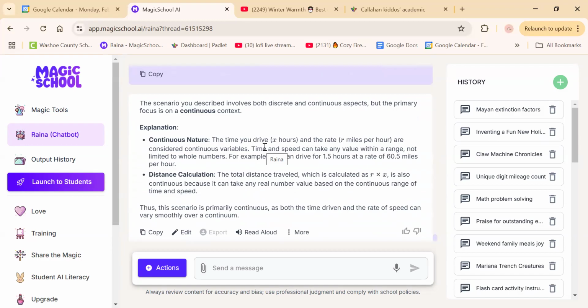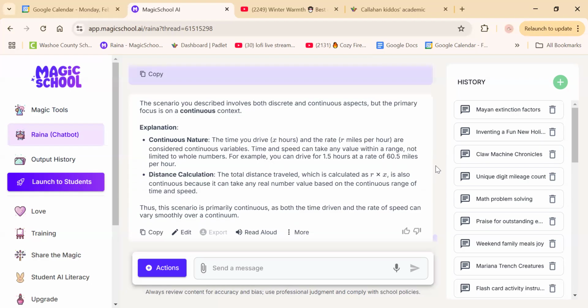But when you're driving with X hours, you can drive 1.25 hours, which is 60 minutes plus 15 minutes, right? Okay. The speed and time can take values within a range, not limited to whole numbers. So you can drive 1.5 hours at the rate of 60.5 miles, right? Like when I'm driving from here to your school, that's continuous. It doesn't have to be exactly 5 miles. That's not the case. It could be 5.2 miles, right? Okay, so the hours are continuous and the distance is continuous. Okay, text is discrete. It's either one text or two texts.